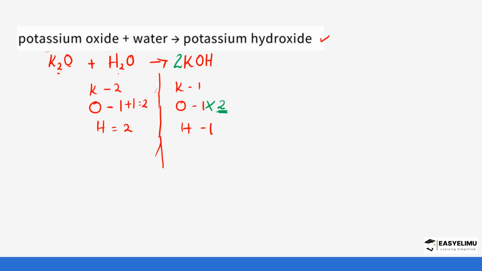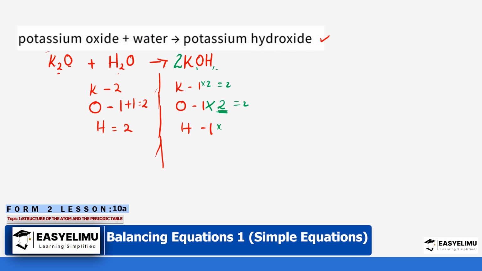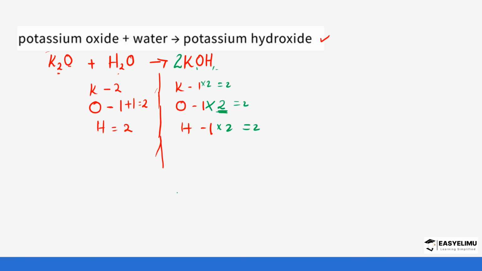The moment this 2 comes in front of potassium hydroxide, it affects the whole compound. So now our potassium becomes 2 and our hydrogen also becomes 2. This balances out the whole equation. So you can see we have 2 potassium on both sides, 2 oxygen atoms on both sides, and 2 hydrogen atoms on both sides. So next we finish the equation by putting the state symbols.